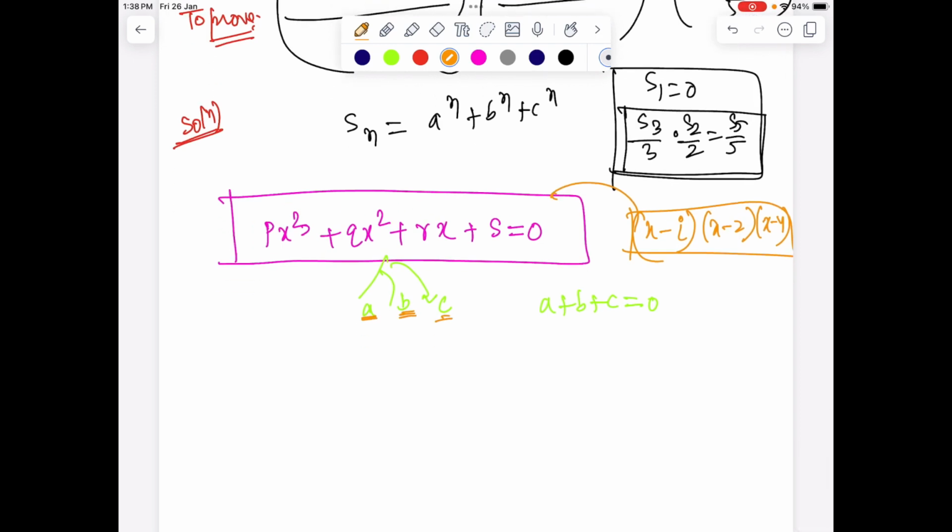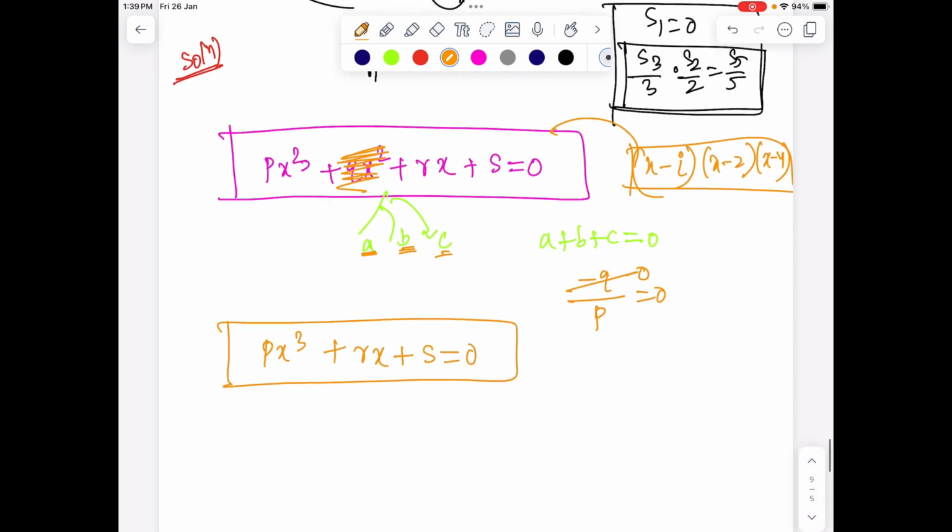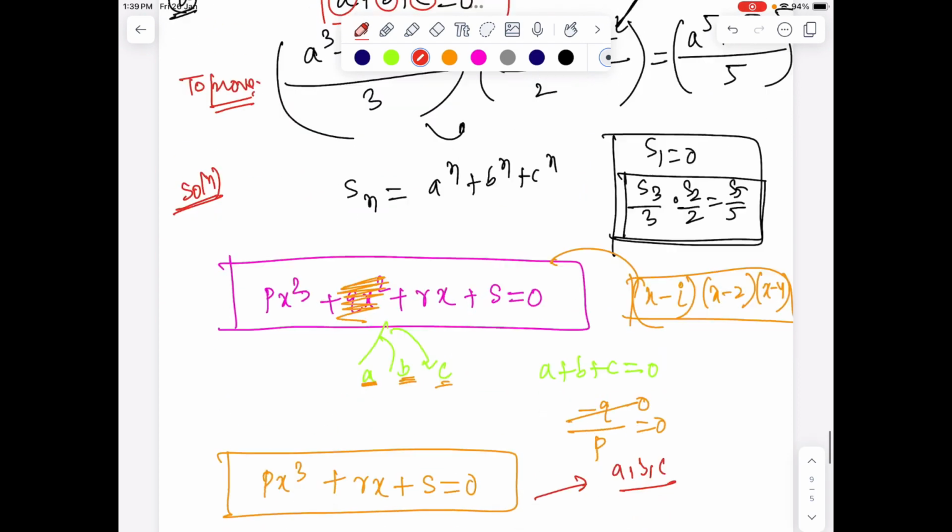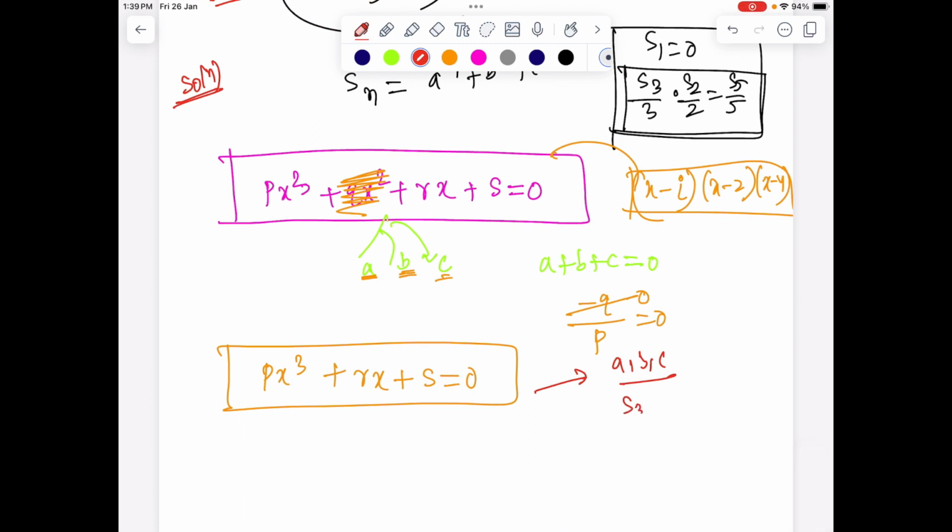So now the sum of roots equal to 0 tells you minus b by a equals 0, which gives q equals 0. So there is no coefficient of x square here. Now my question reduces down to px cube plus rx plus s equals 0. And now the updated problem statement is: if a, b, c are the roots of this equation, prove that S3 by 3 into S2 by 2 equals S5 by 5.